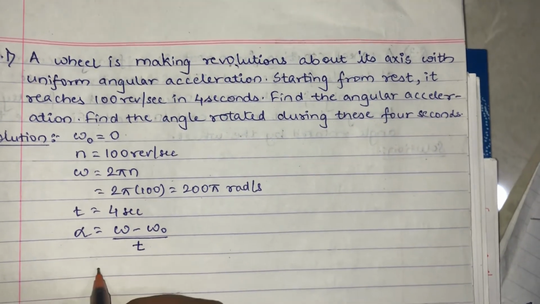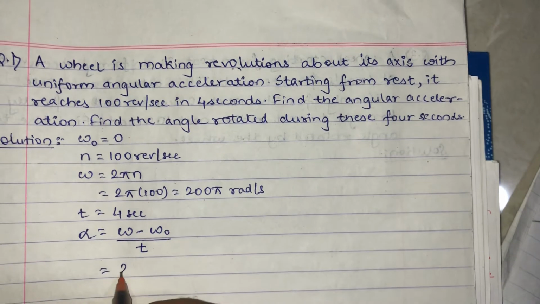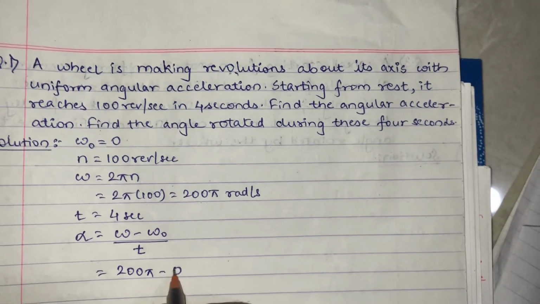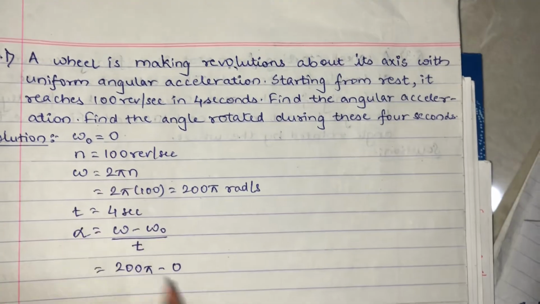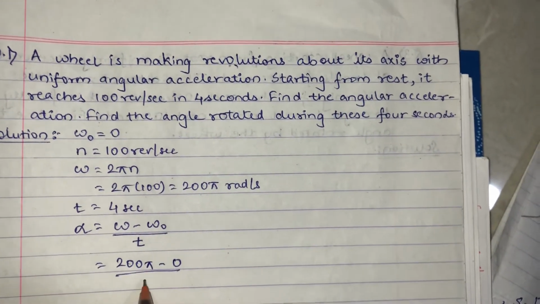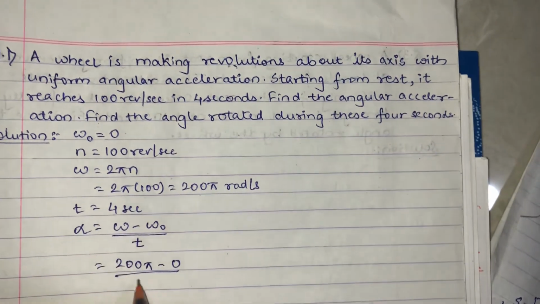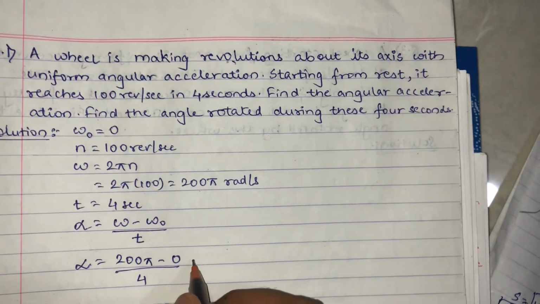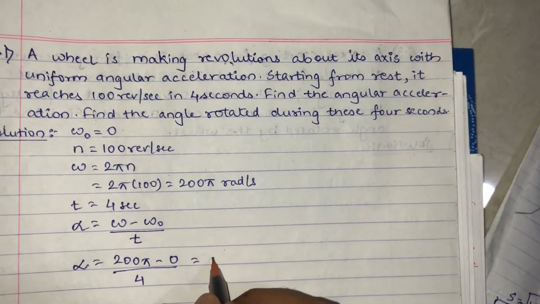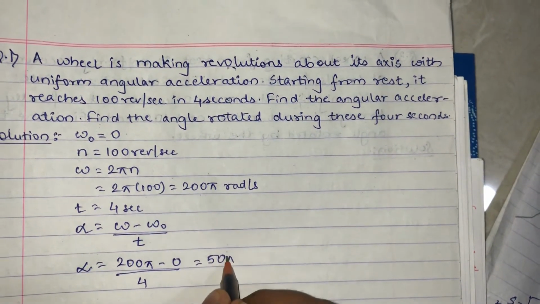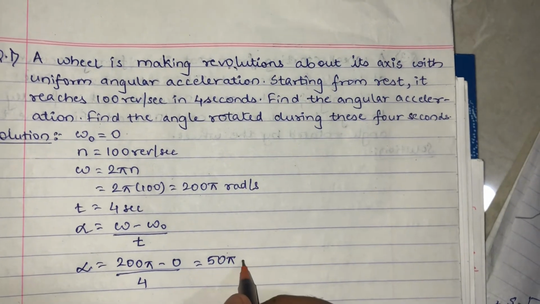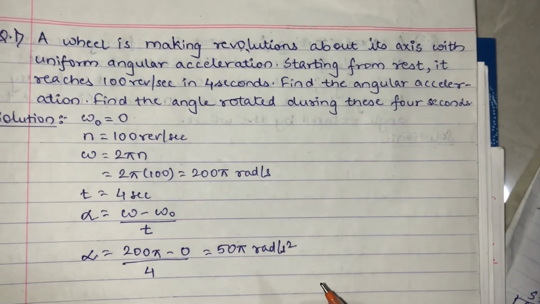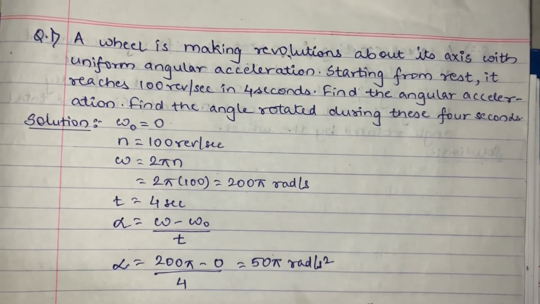So here omega is 200 pi as mentioned, minus omega naught which is 0 as mentioned here, divided by t. So t is 4 seconds. That is your alpha, which gives me a value of 50 pi. The unit will be radian per second square.